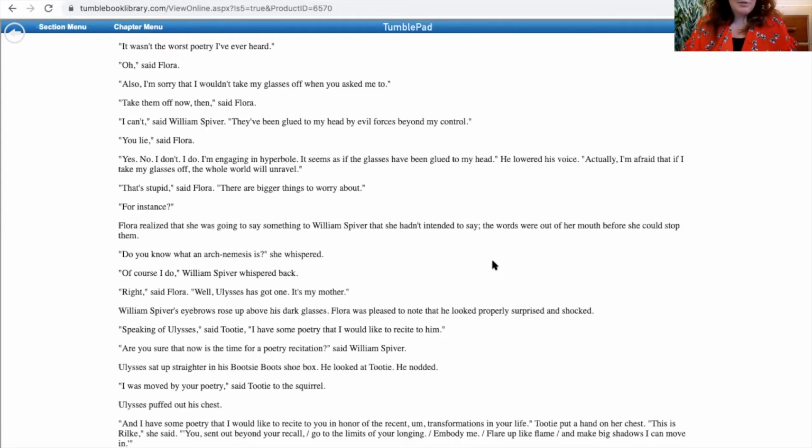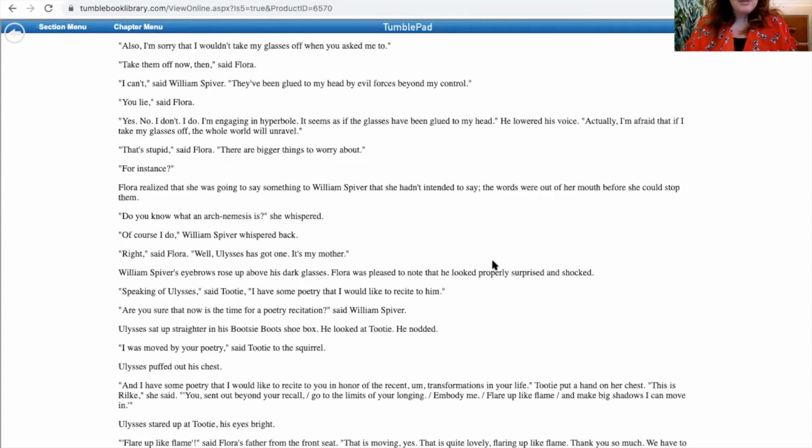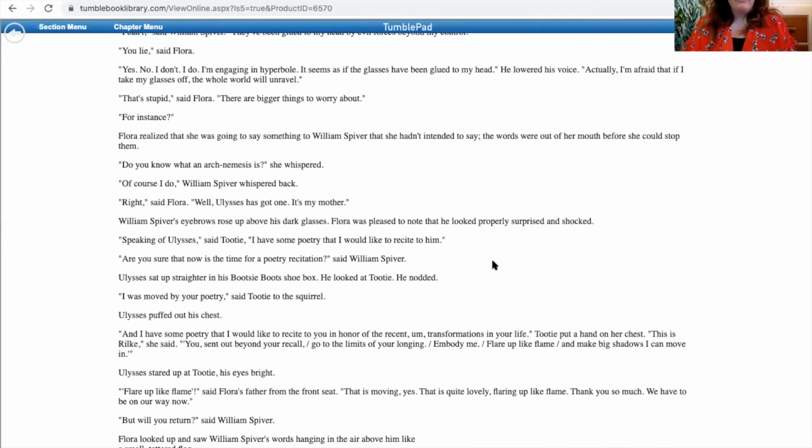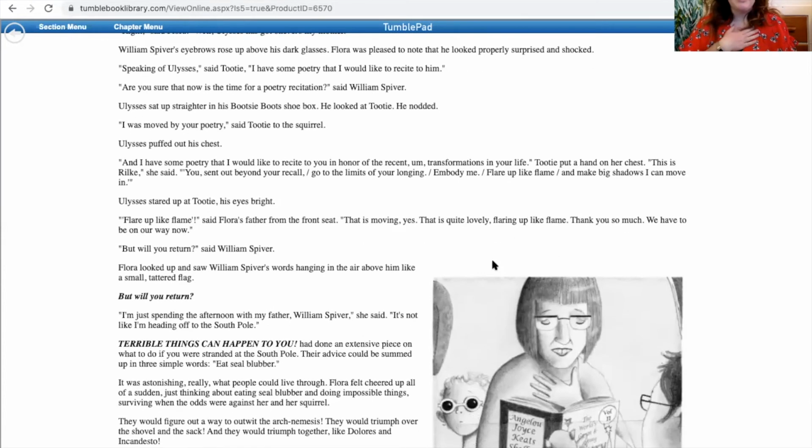"Speaking of Ulysses," said Tootie, "I have some poetry that I would like to recite to him." "Are you sure that now is the time for a poetry recitation?" said William Spiver. Ulysses sat up straighter in his Bootsy Box shoebox. He looked at Tootie. He nodded. "I was moved by your poetry," said Tootie to the squirrel. Ulysses puffed out his chest. "And I have some poetry that I would like to recite to you in honor of the recent transformation in your life." Tootie put her hand on her chest. "This is Rilke," she said.